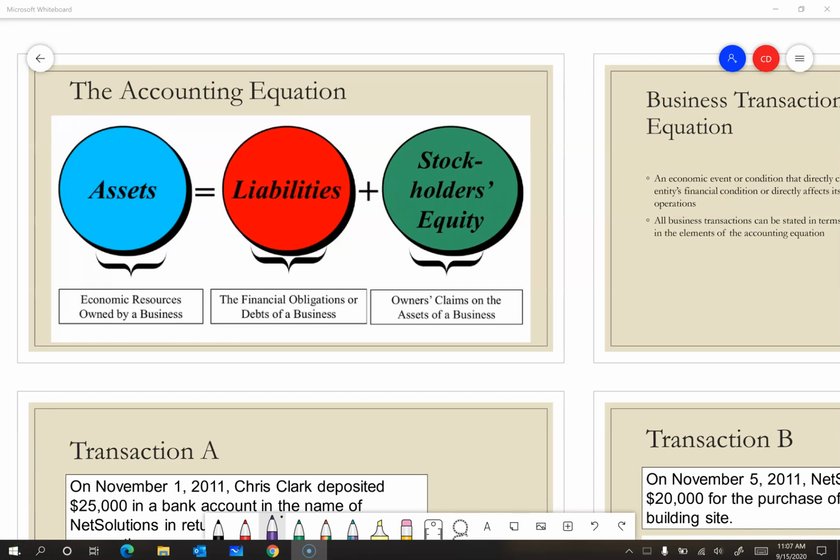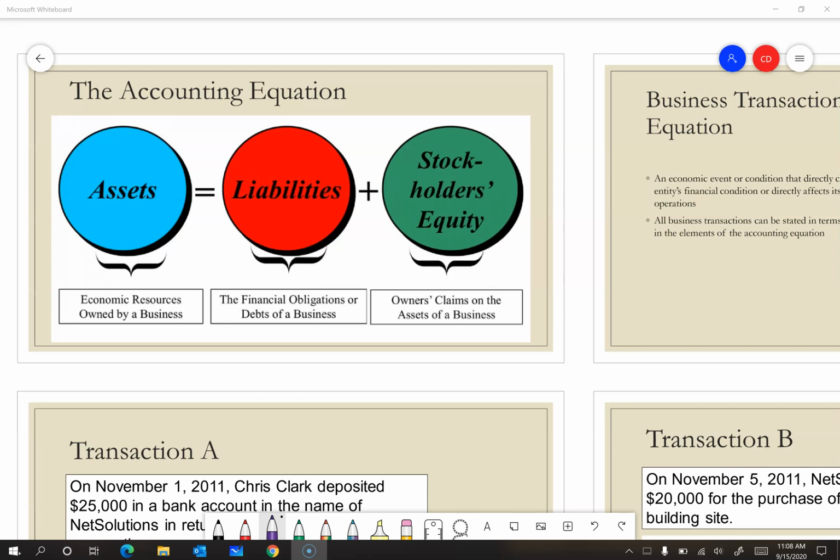Okay, so we are going to take a look at the accounting equation, kind of do a little review of the accounting equation, and go over how different business transactions affect the accounting equation. So to begin, let's take a look. The accounting equation is assets equals liability plus stockholders' equity.